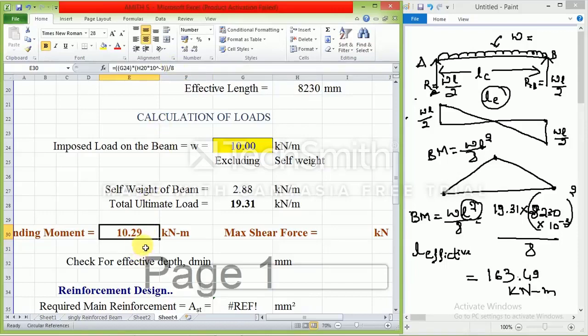Okay, if you want to make editing upon this, just double click on this, you will get the formula back. So here I need to put L square, to the power 2. Okay, W, so this is L square by 8. So one more mistake we have made. Can anyone make it out? See, we have taken imposed load, but the thing we need to take here is W, that is the ultimate load, right? We are not supposed to take this.